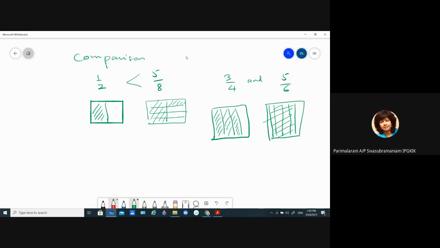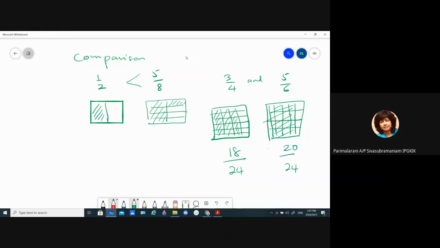So what we can do is this 3/4, we divide it into a further 6 parts here. 1, 2, 3, and the 5/6 we divide it into another 4 parts here. Okay, so altogether we have 24 parts in both the diagrams. Okay, so here we have 6 times 3 is 18, and here we have 5 times 4 is 20.